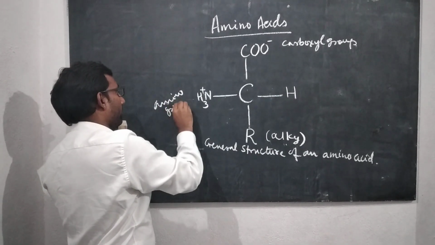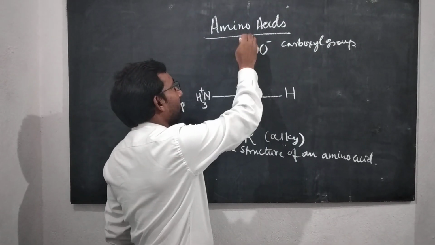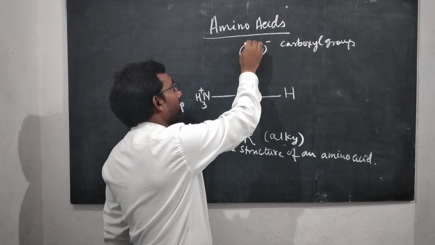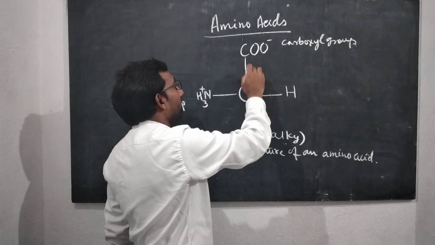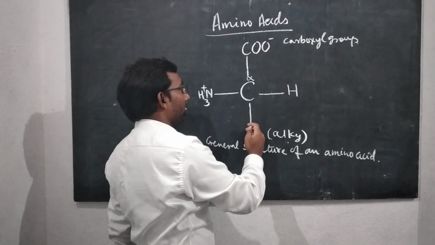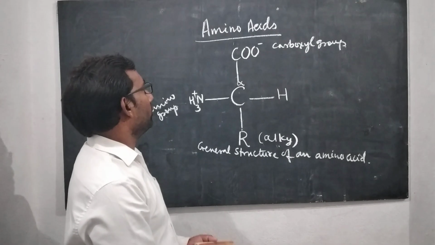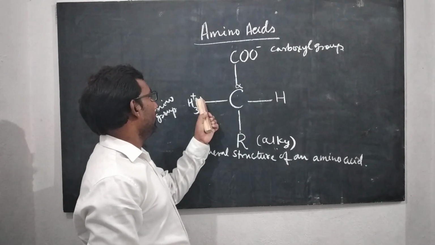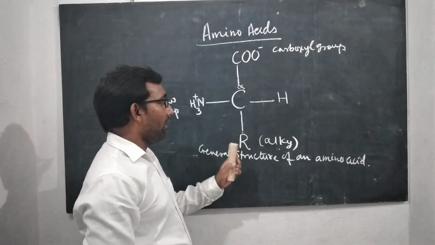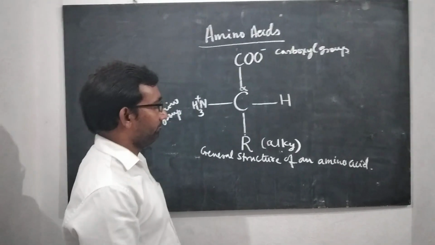This is the carbon from which we number, and generally this carbon is called the alpha carbon. Then subsequent carbons, if attached there, will be called beta carbon, and so on. So to the alpha carbon, the amino group, carboxyl group and hydrogen are attached. This is the general structure of an amino acid.